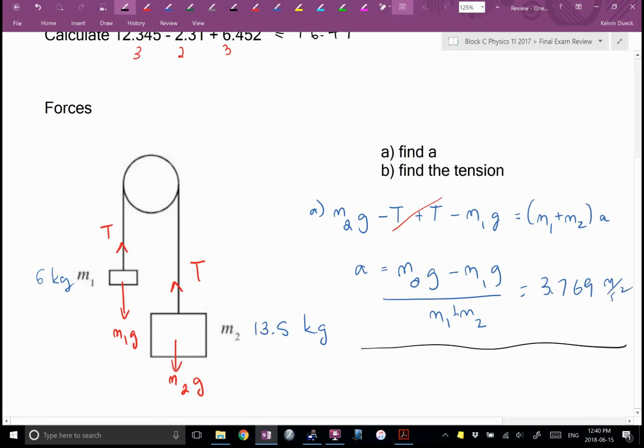Cool. Sierra, what does B want me to find? Tension canceled. Are you ready? I have a tension deficit disorder because I'm supposed to find tension and there's no tension. I have a deficit of tension. Okay, fine. So how do we do that?